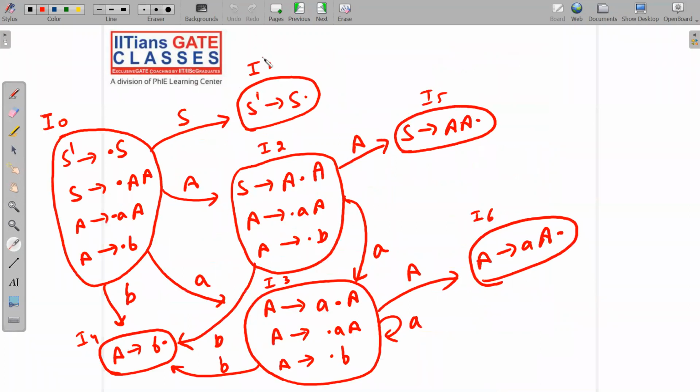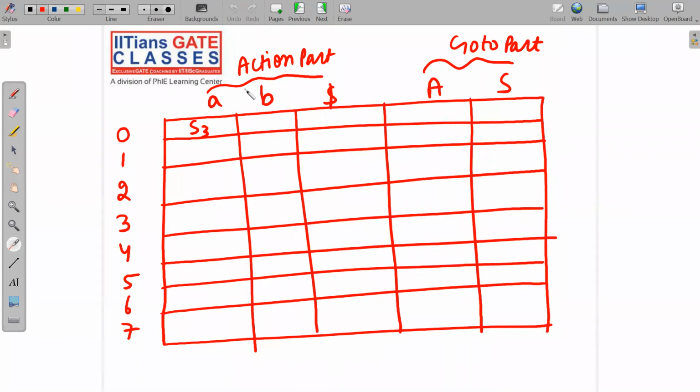Now see the previous slide. Now 0 on small b. Yes, we are going to read small b also, and we are going to I4. That means I will write S4. So 0 on b, I will write S4. I am repeating again and again. If you are not getting anything, please do not worry. Just bear with me for 5-10 minutes. You will get everything.